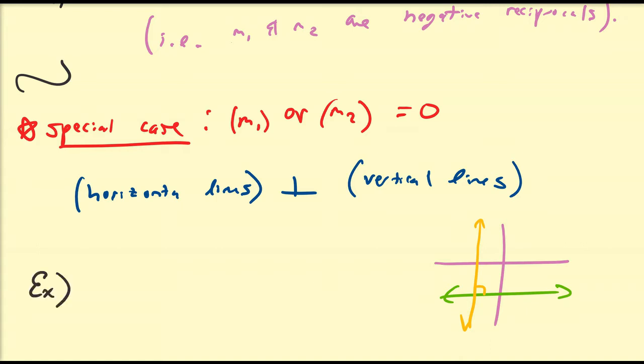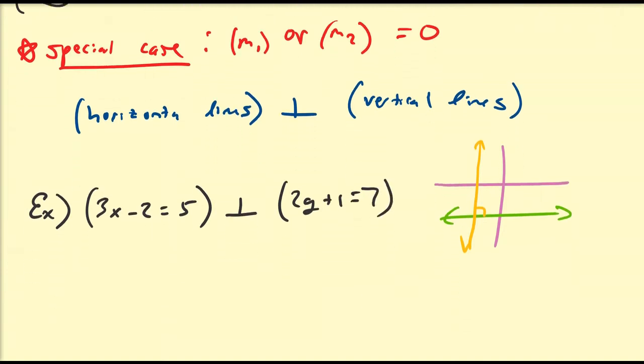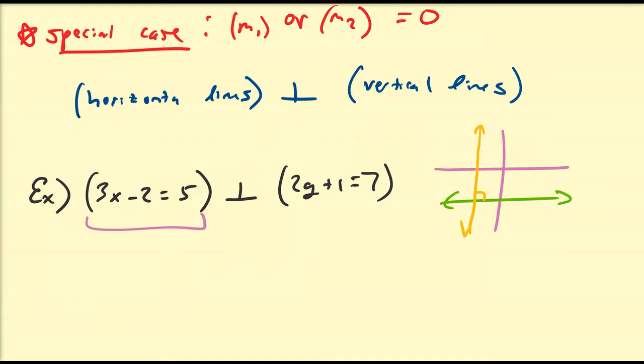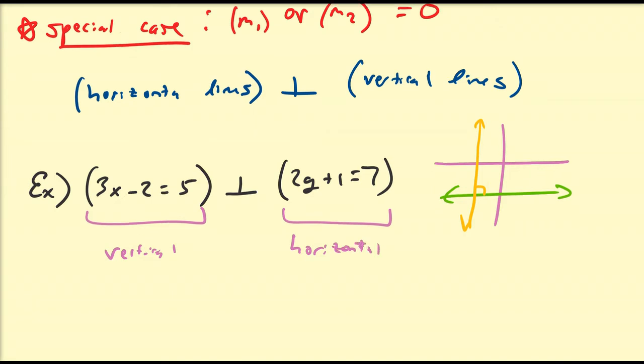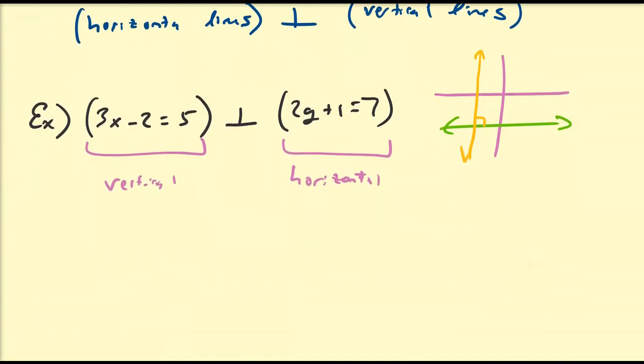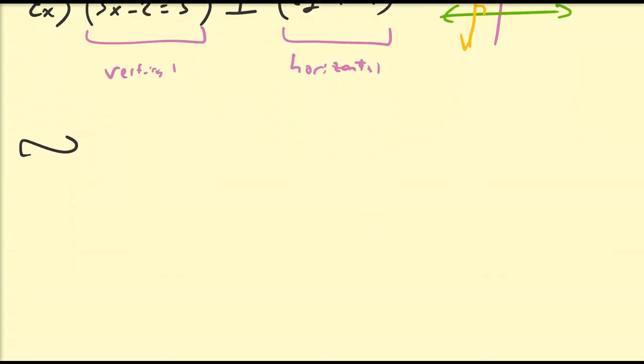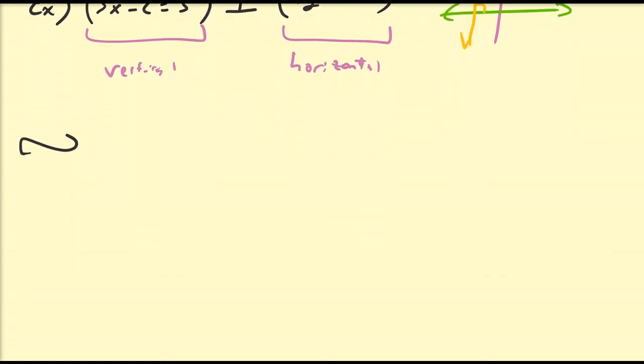So as an example, the line given by 3x minus 2 is equal to 5 is perpendicular to the line generated by the relation 2y plus 1 is equal to 7. Why? Because the first equation represents a vertical line, and the second equation represents a horizontal line. That's a special case, and we're not going to formally prove that here, so we'll just take that for granted and move on. For the remainder of this video, we're going to consider the more general case.